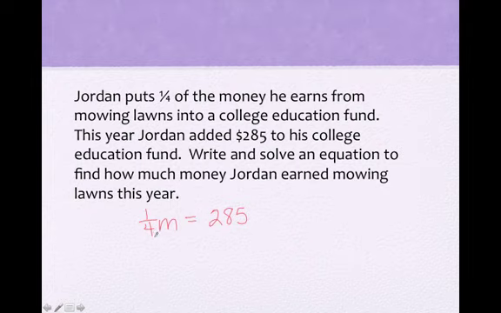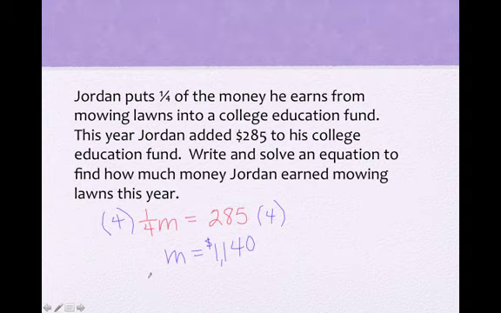We need to get rid of this 1/4. So instead of dividing, I'm going to multiply by the reciprocal. Let's see if we can change our pen color. I don't know that worked. So now we're going to multiply by 4, both sides, and we find that M equals 285 times 4, or $1,140.